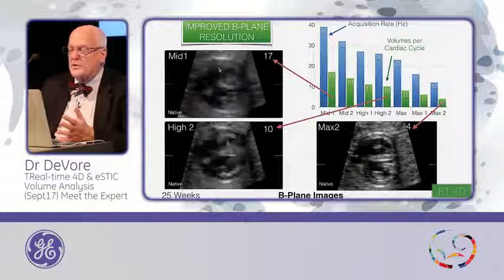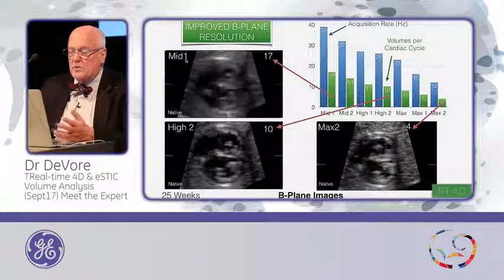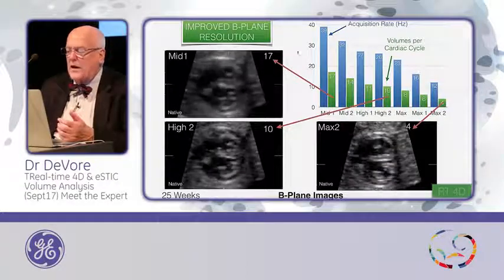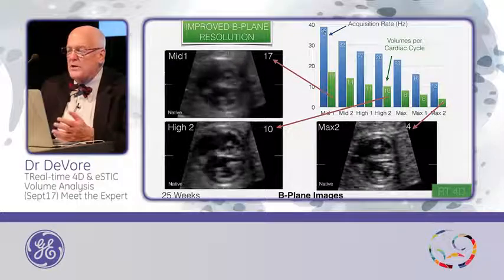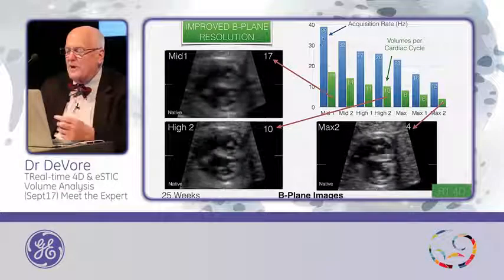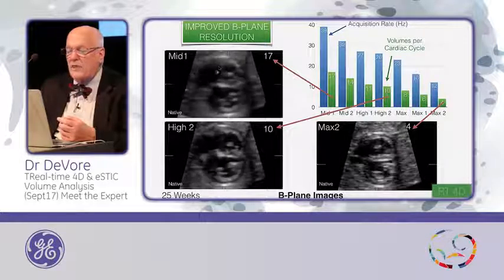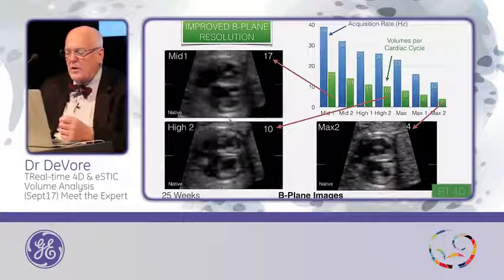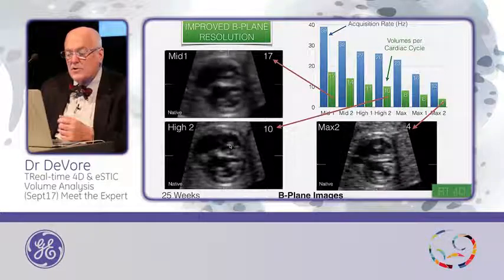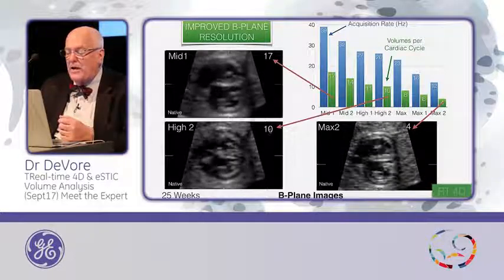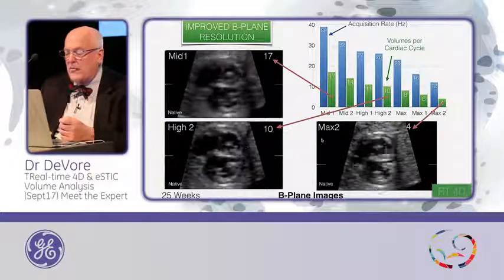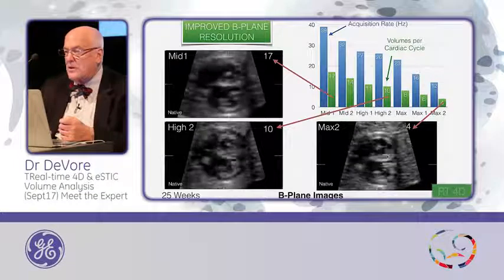So let's look at these images. In mid 1, the resolution is set at mid 1. My acquisition rate was 39 hertz, but for 1 cardiac cycle, it turned out to be 17 volume frames. So I have 17 frames in this particular volume for 1 cardiac cycle. Here we have a little bit higher resolution set at high 2. I have 10 volume frames for this cardiac cycle. And here at max 2, I have 4. Now notice how choppy this is.